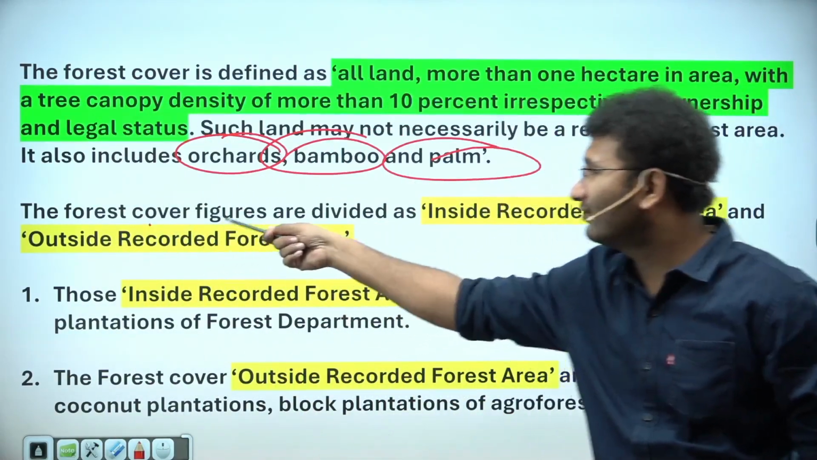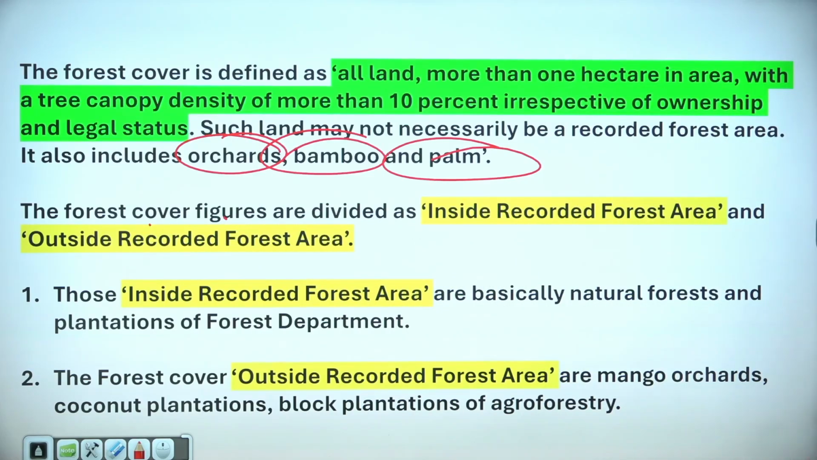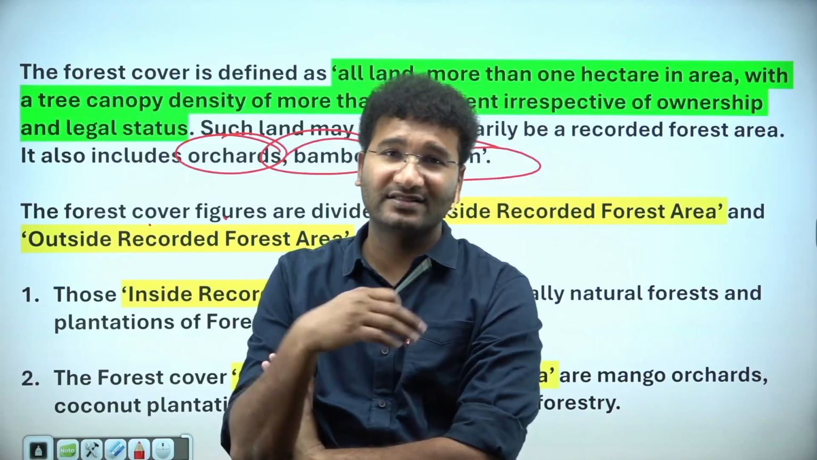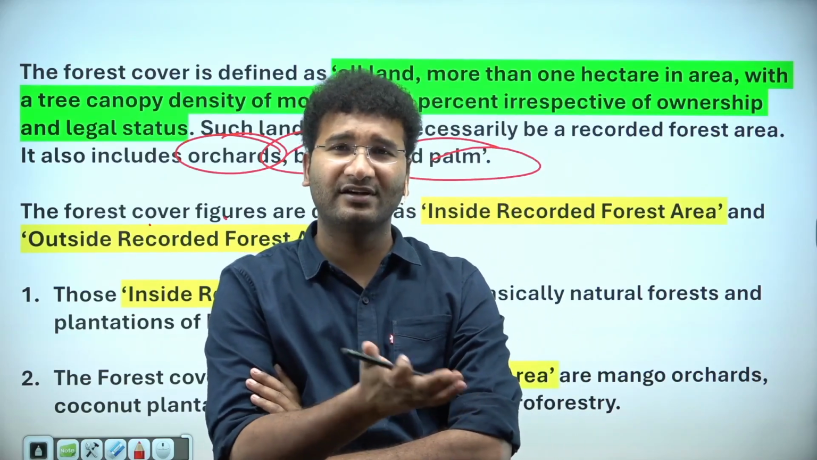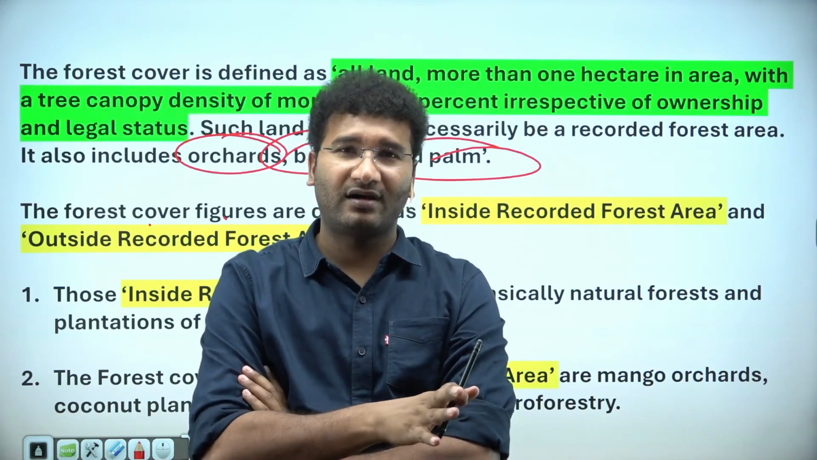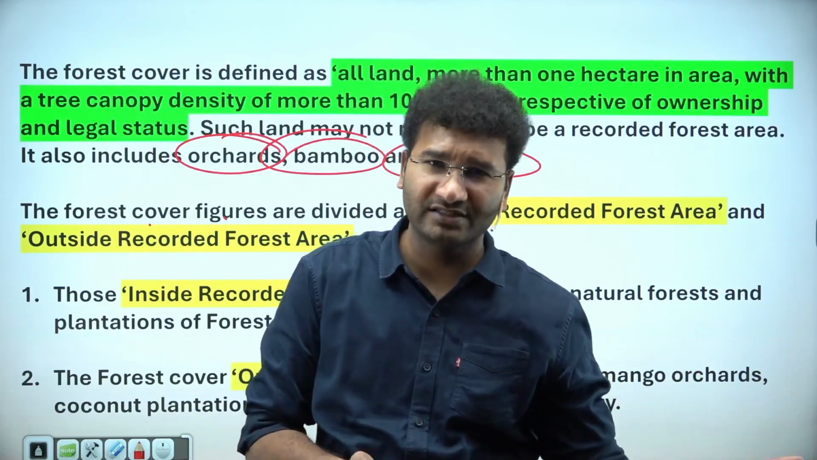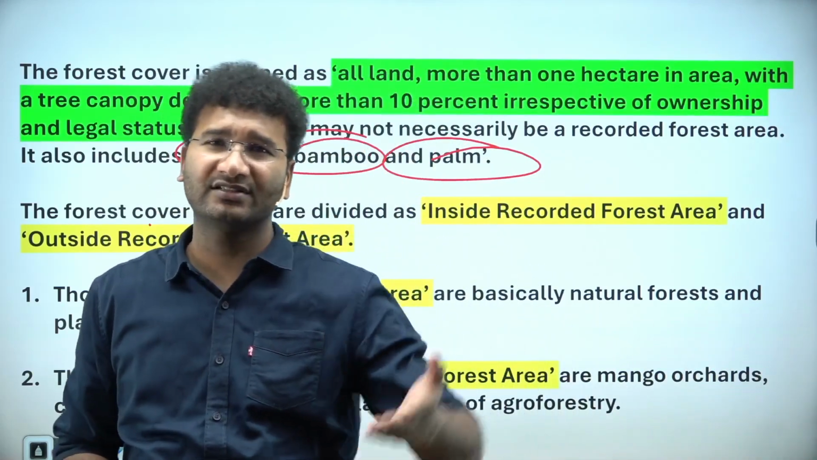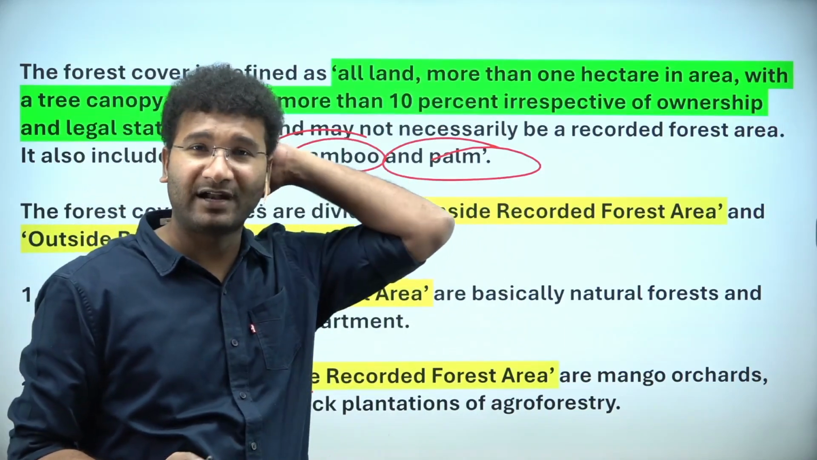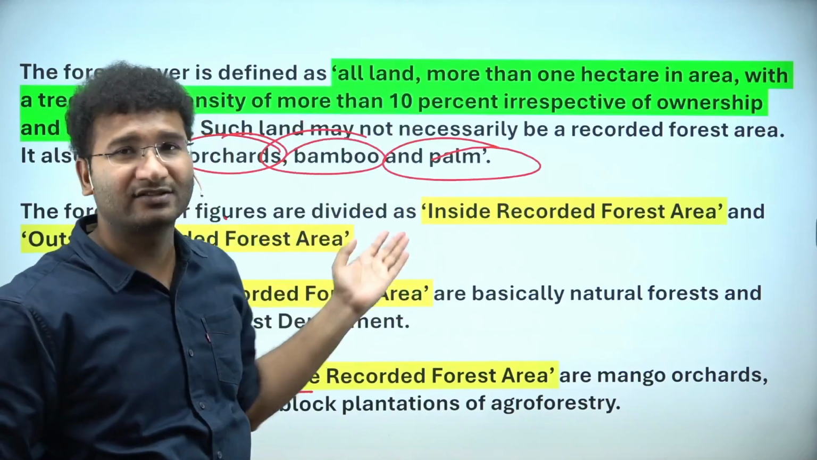Next, the forest cover figures are divided as inside recorded forest area and outside recorded forest area. Those inside the recorded forest area are basically natural forest and plantations of the forest department. Outside forest cover area means mango, orchards, coconuts, right? That means the entire forest area is divided as inside and outside. Inside means where naturally forest is present and it belongs to the forest department. The other one is the outside. Outside means it can be your own farm field, it can be someone else's farm field. Orchards, mangoes, you go to Himachal Pradesh, everyone has mango plantation, everyone has apple plantations there. Now those apple plantations are also recorded as forest by the government.